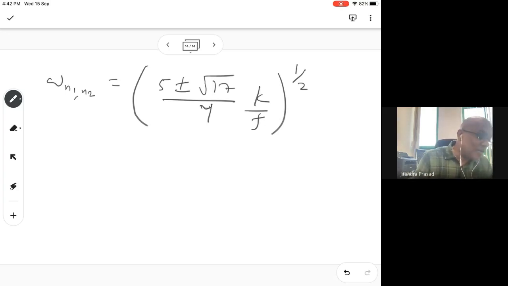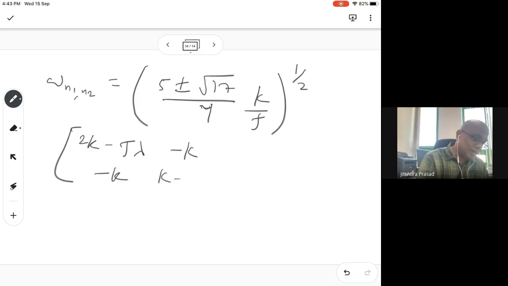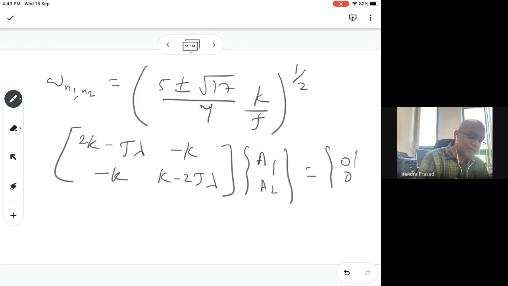Now, once you find out the lambda, you can find out the normal modes. And how do you find that out? For that, you have to come back to the original equation. The original equation was: 2k minus j lambda, minus k, minus 2j lambda, and then you had a1, a2 equal to 0. So here a1, a2 is the amplitude.